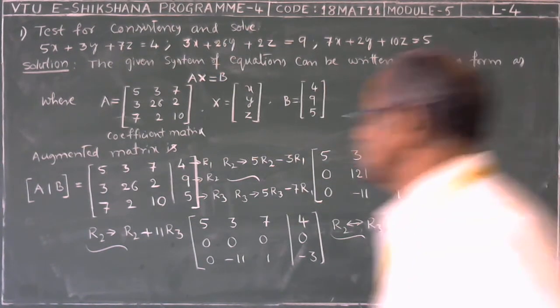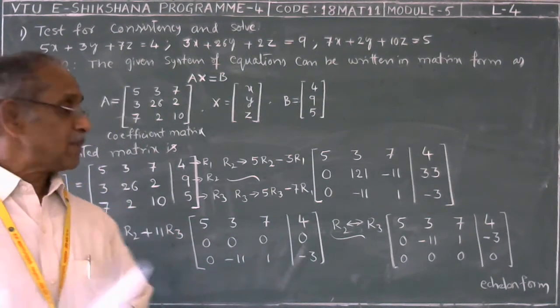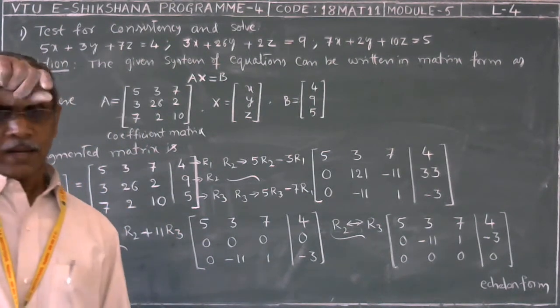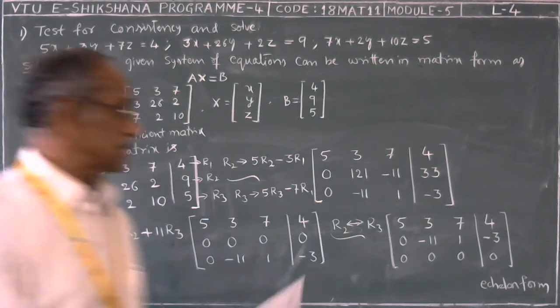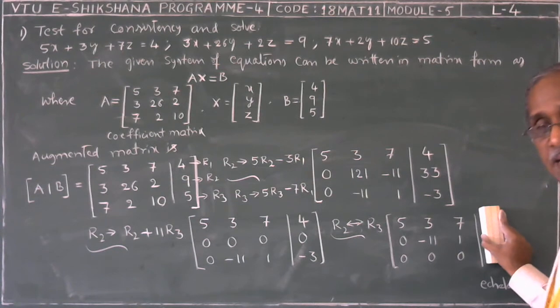Now, let us look at consistency. Consistency says the rank of the augmented matrix should be equal to the rank of the coefficient matrix. So without this column, what we see is the coefficient matrix.